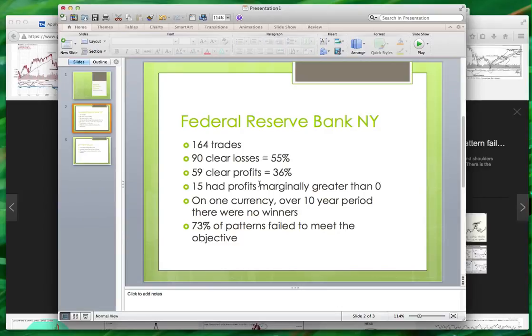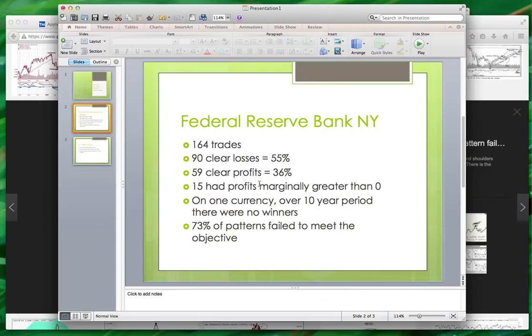Interestingly, on one currency, I think it was the German mark, over a 10-year period, there were no clear winners. And I think it was about 14 or 15 trades were entered into over 10 years. None of them were winners in 10 years.